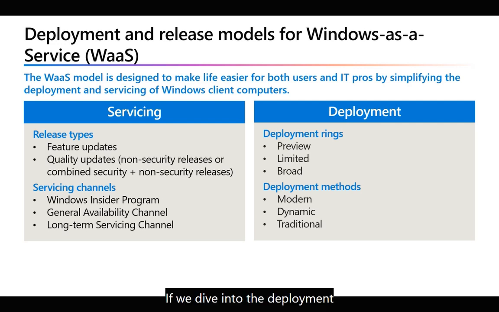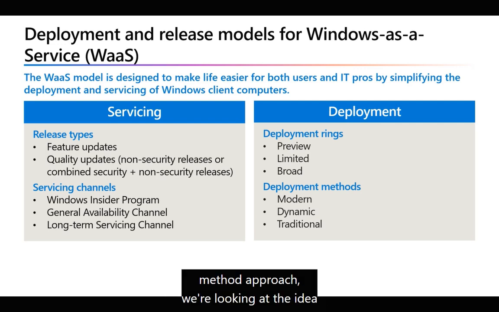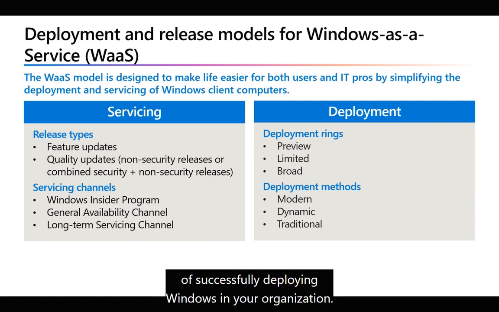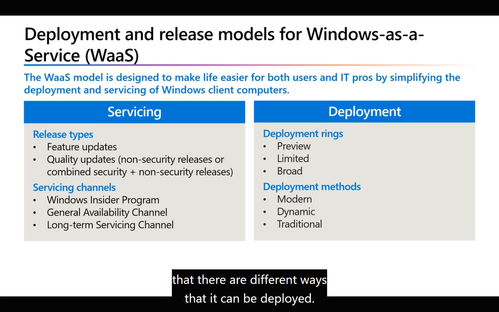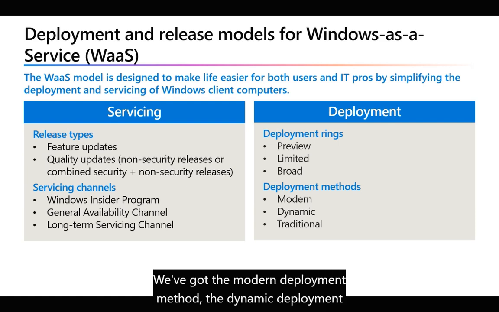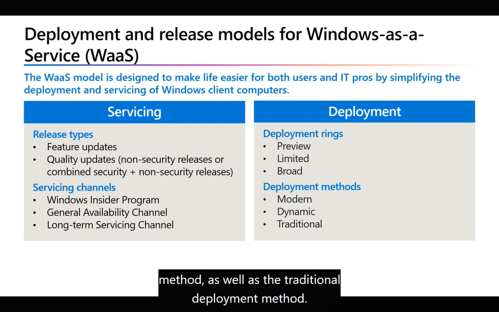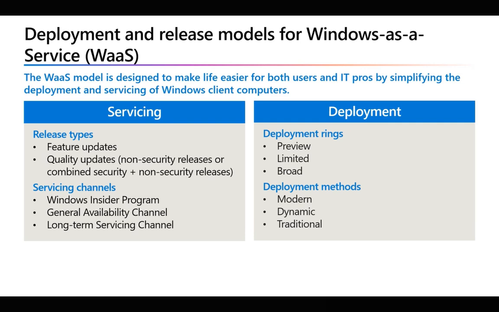Now, deployment methods. If we dive into the deployment method approach, we're looking at the idea of successfully deploying Windows in your organization. It's important to understand that there are different ways that it can be deployed. There are 3 types of deployment methods. We've got the modern deployment method, the dynamic deployment method, as well as the traditional deployment method.